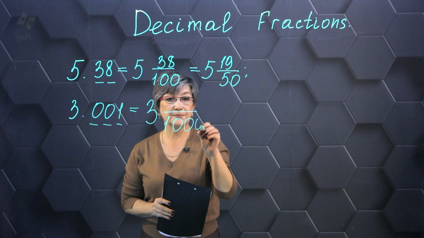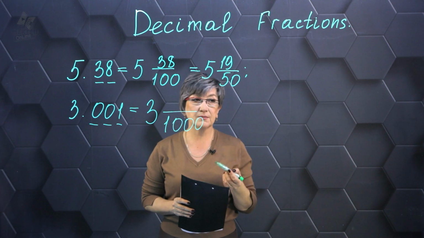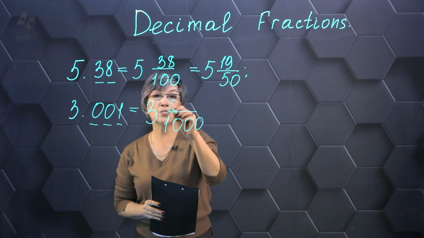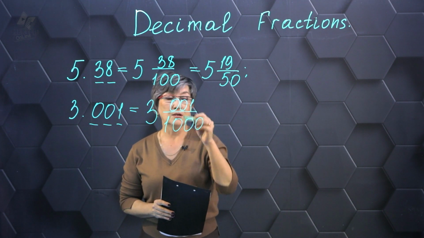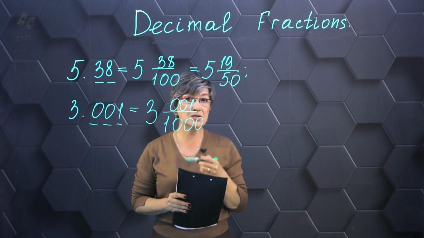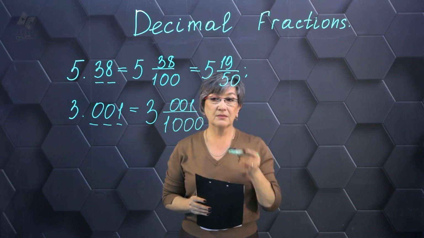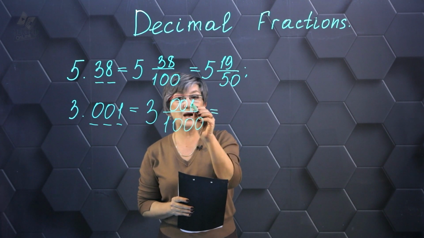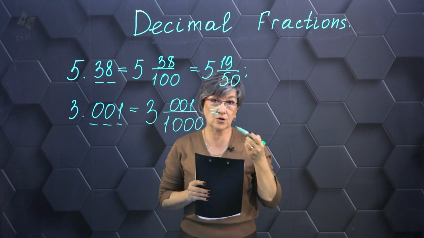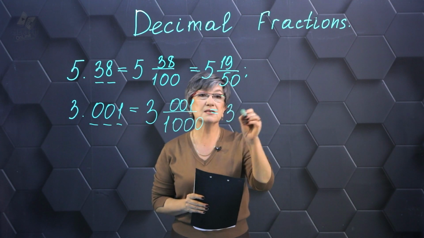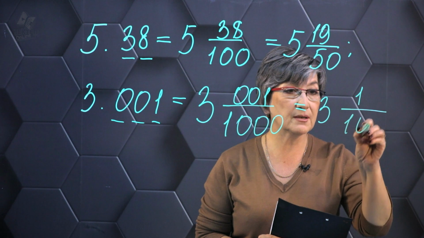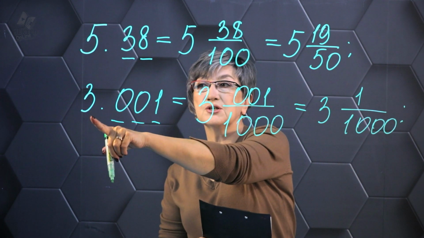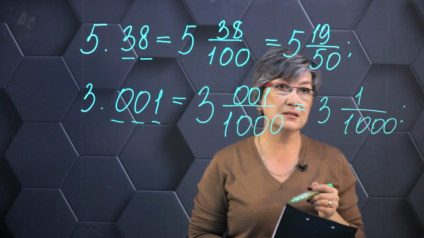So what do we put in the numerator? Of course, we can write the given number as 001. But in this case, this record will turn out not quite beautiful. So if we say and read 3 and 1 thousandth, I can still write it down as 3 and 1/1000. And as a result, the given fraction will denote 3 wholes 1/1000.